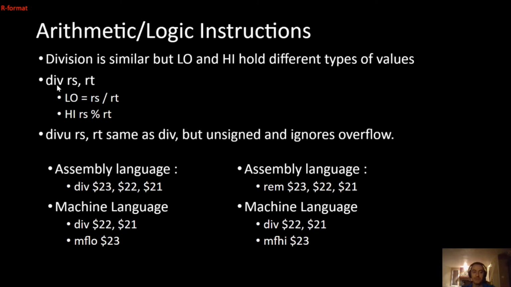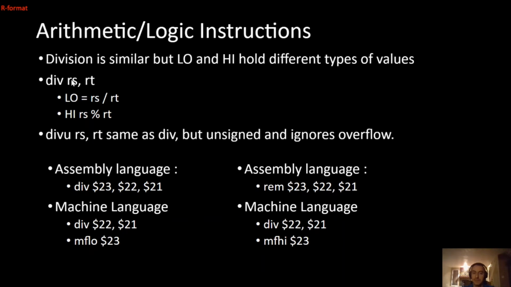When you have this, you're specifying two registers that there is a division being performed on, and at the same time we are using the low and high registers to hold the answer of this division. So this is an integer division, and the low register is going to hold the quotient, basically.